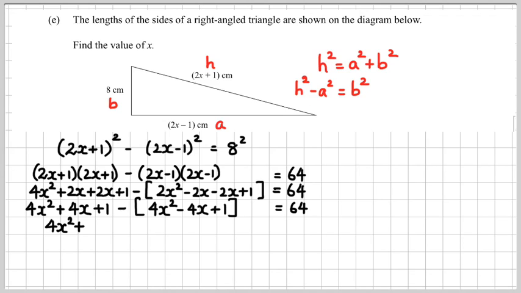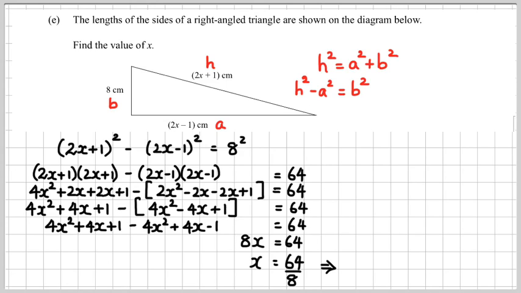So I want to get rid of that big bracket. Negative times the bracket: negative 4x squared. Negative times negative 4x is positive 4x. And negative times 1 is negative 1, which all equals 64. Simplifying this, it's nice and simple because 4x squared and minus 4x squared disappear. 4x plus 4x is 8x. 1 take away 1 disappears as well. So we've got 8x equals 64, and x is 64 divided by 8, which means x is equal to 8.